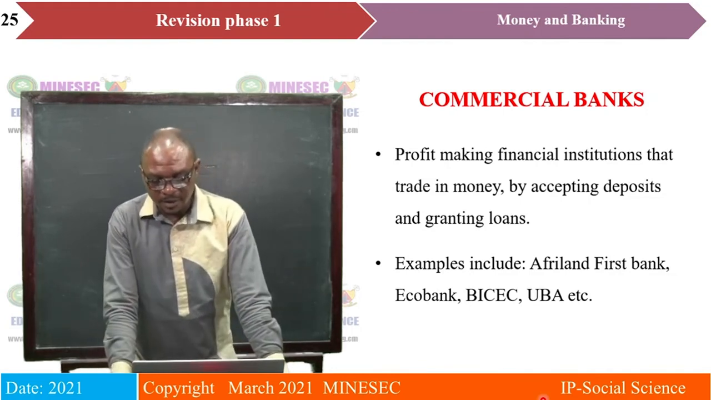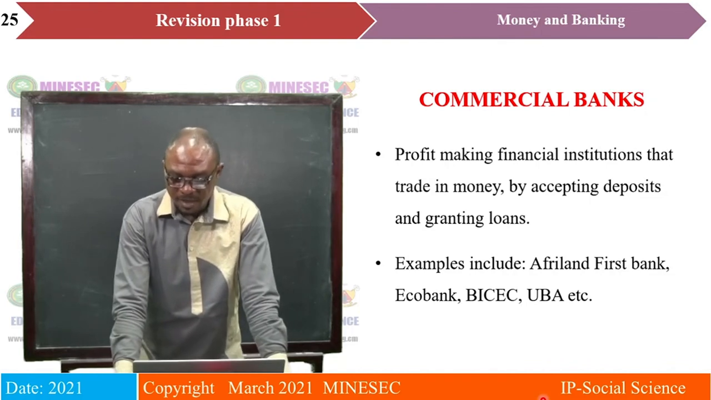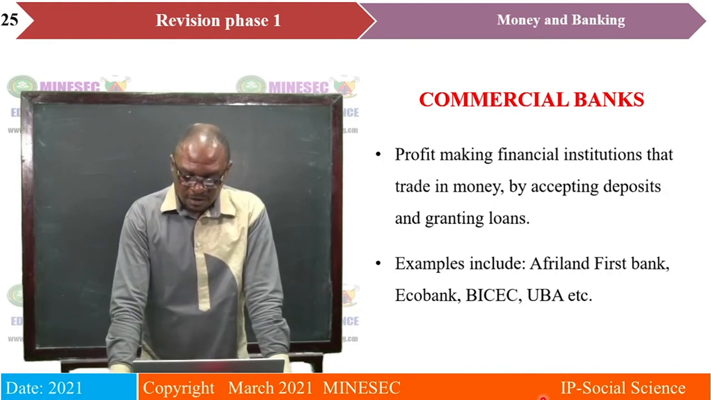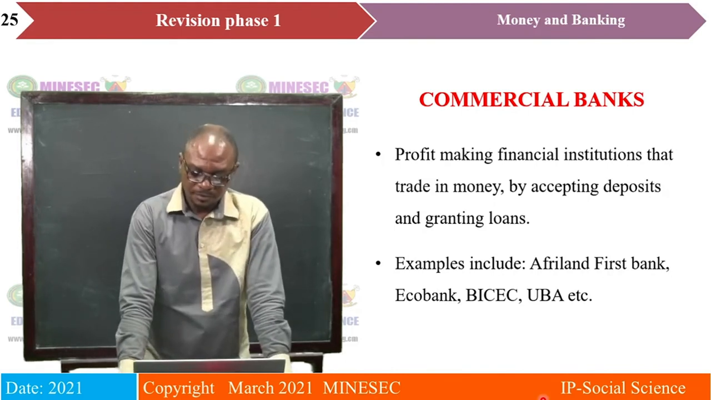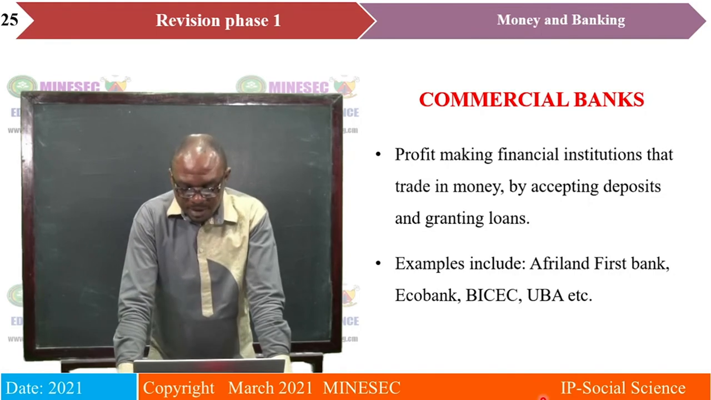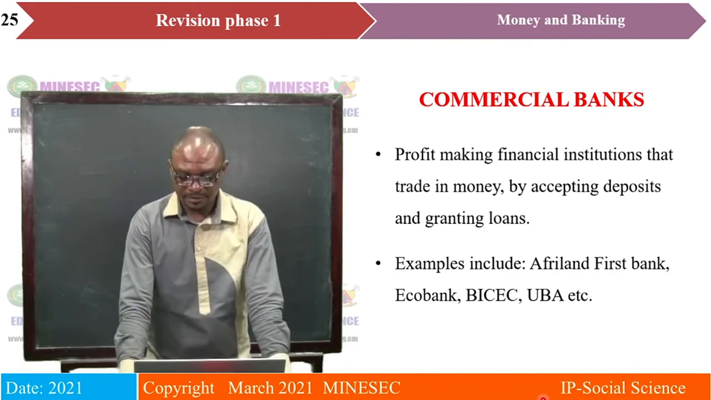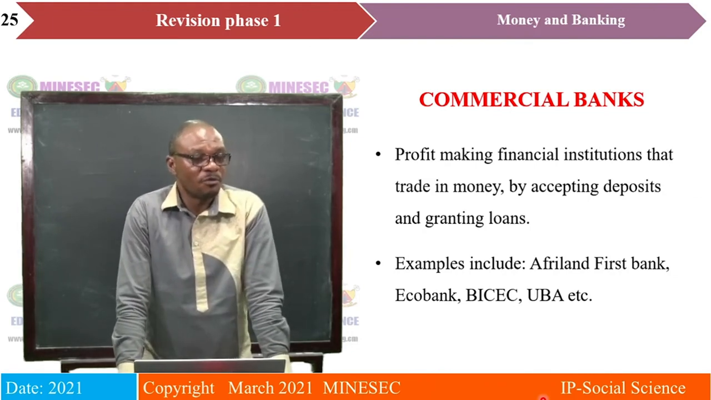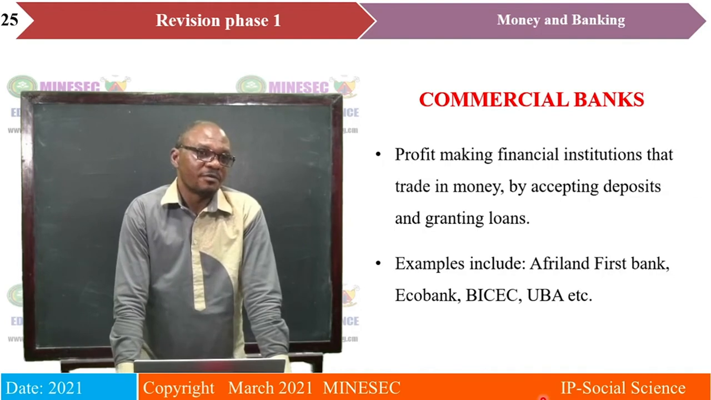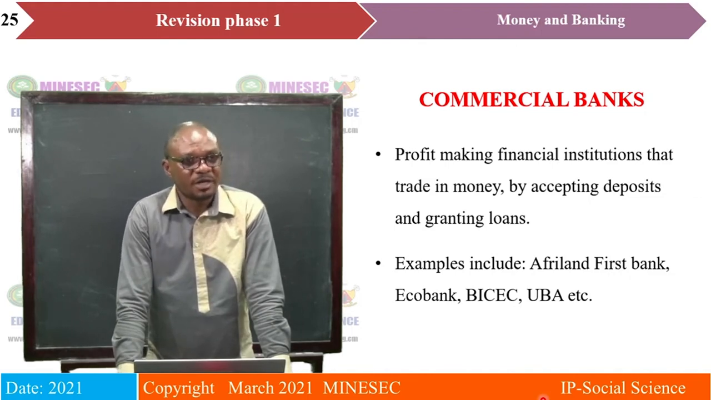So by definition, commercial banks are profit-making financial institutions that trade in money by accepting deposits and granting loans. We have lots and lots of commercial banks in Cameroon. The Afriland First Bank is an example of a commercial bank. The Eco Bank is an example of a commercial bank. BICEC, International Bank of Cameroon for Savings and Loans, United Bank for Africa, and lots of them. Take note, the central bank is a central bank, it's not a commercial bank.